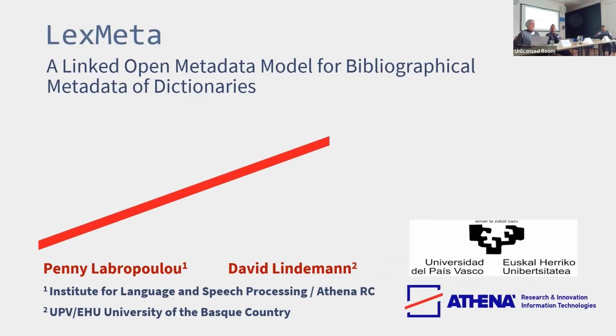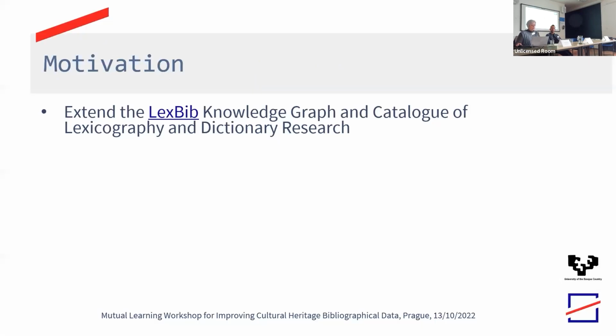So this is an extension of some of the work that David has already done. It's a metadata model, data model for bibliographical metadata dictionaries. Something boring, not history, not literature, dictionaries. But I think some of the modeling issues that we're going to discuss in this presentation, as well as the implementation that we have made with David, are quite generic for other cases as well.